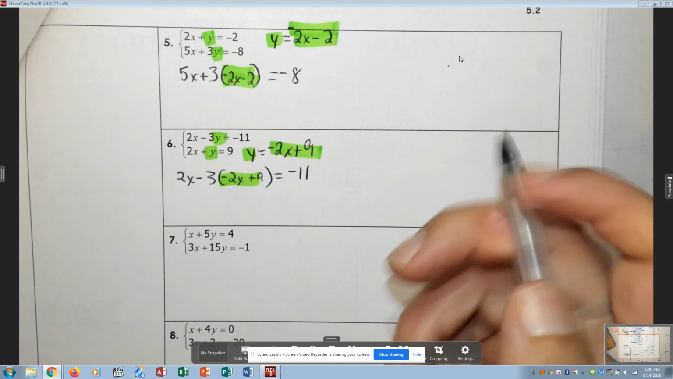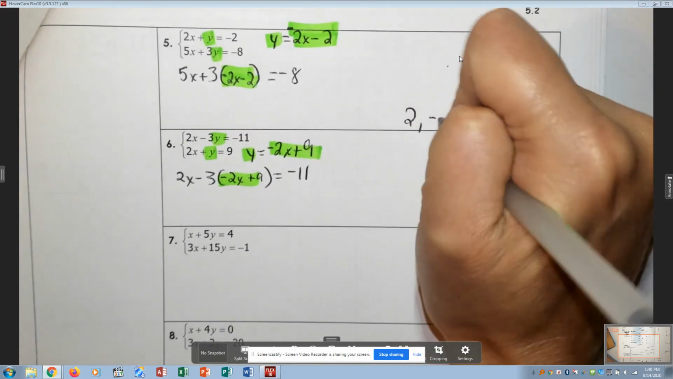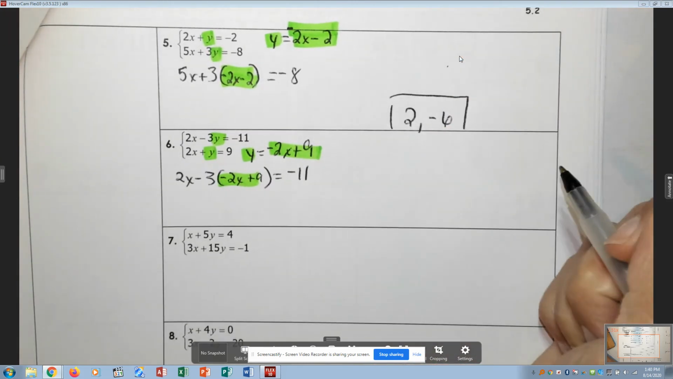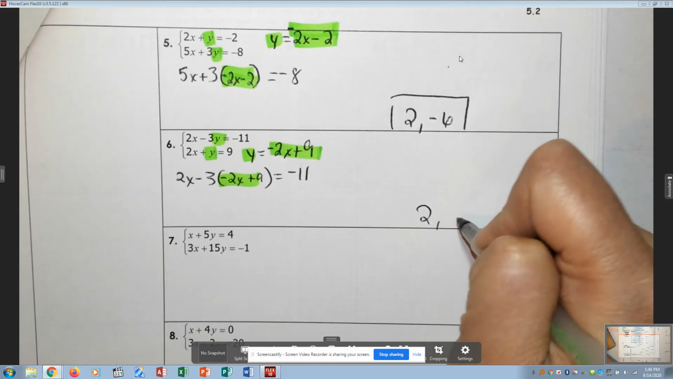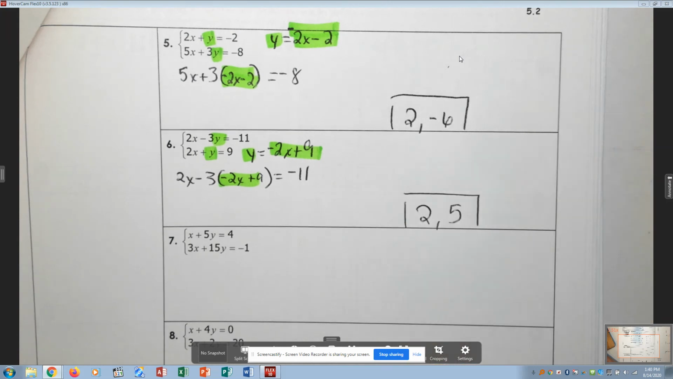All right, so for 5, you should have gotten (2, negative 6). I'll look at your data and see how you did. 6, you should have gotten (2, 5). I'll look at your data and see how you did.